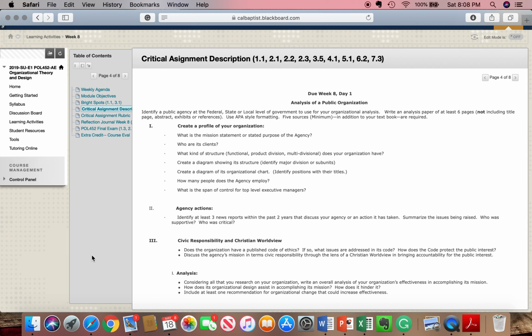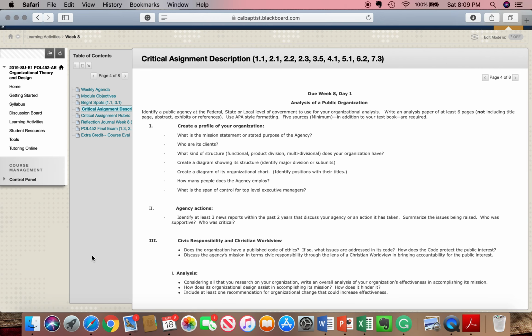And so, how can we measure the effectiveness or the efficiency? Maybe that's something you can add into your analysis: the measurements or benchmarks by which your organization is measured. How can we say that your organization is effective or not, and what is it measured by? So when we put all those ideas together, you can see that your paper is going to grow fairly rapidly.